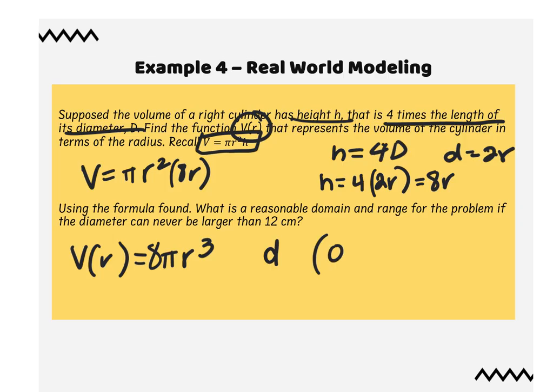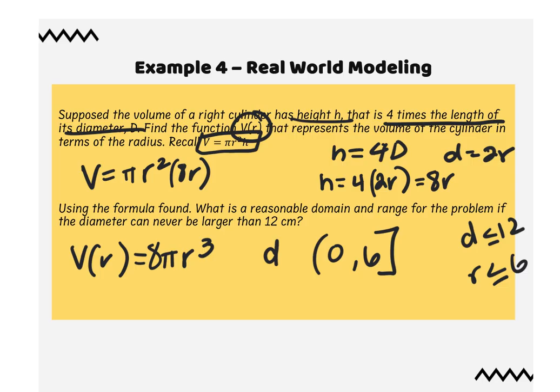Now the second part of this says, if the diameter can never be larger than 12 centimeters. Well, that's diameter. So the diameter has to be less than 12, right? What does that mean? The radius has to be less than? 6. Good. Radius would have to be less than 6. Can it equal 6? Yes, because it can never be larger than 12. So technically it could be less than or equal to 12, which means it could be less than or equal to 6. So that means my domain is 0 to 6 with a bracket on the 6. With me so far? Yeah.